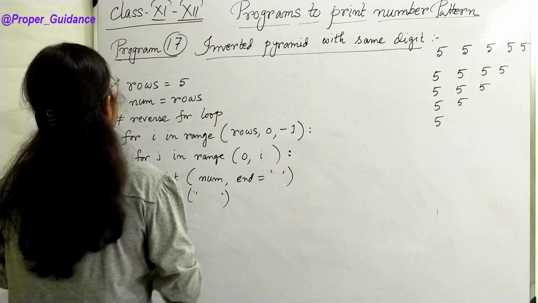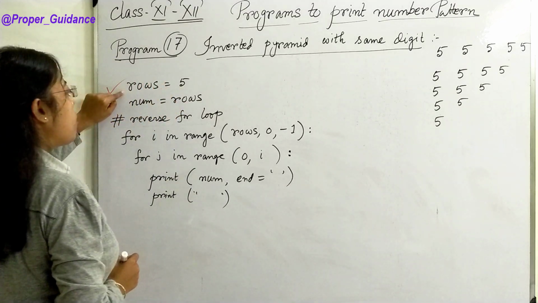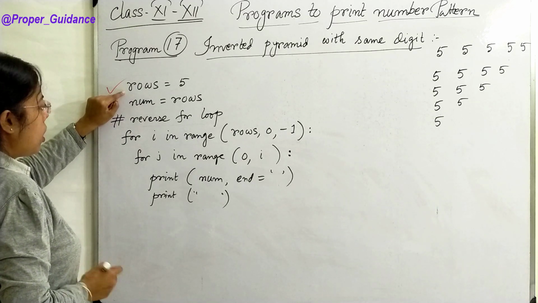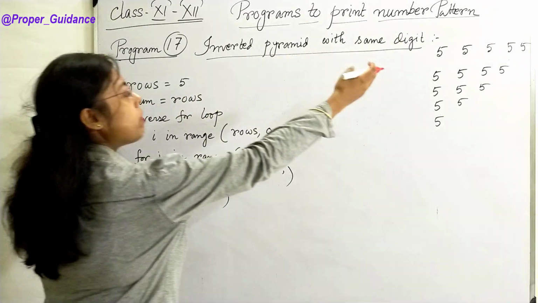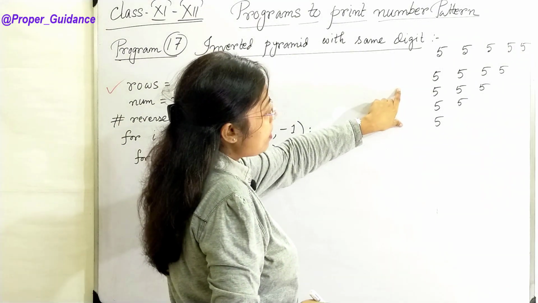Look, first line, rows equals 5. Rows is the variable name for what? It will store the number of rows given in the output section. This is the question itself as well as the output.